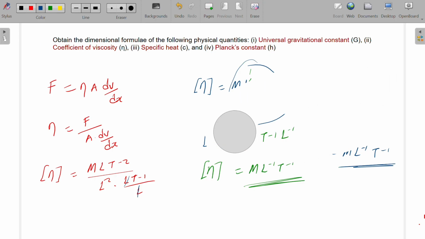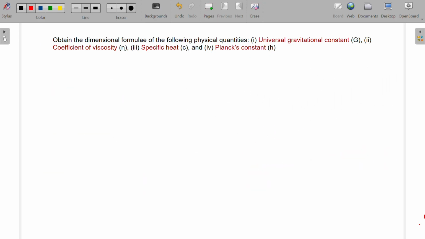So let me get rid of this. All right, so the next one is specific heat capacity. Now, specific heat capacity is given by, from the formula where we are saying heat energy is equal to mass multiplied by the specific heat capacity multiplied by change in temperature. The C is the specific heat capacity we're talking about. So we'll make it the subject.